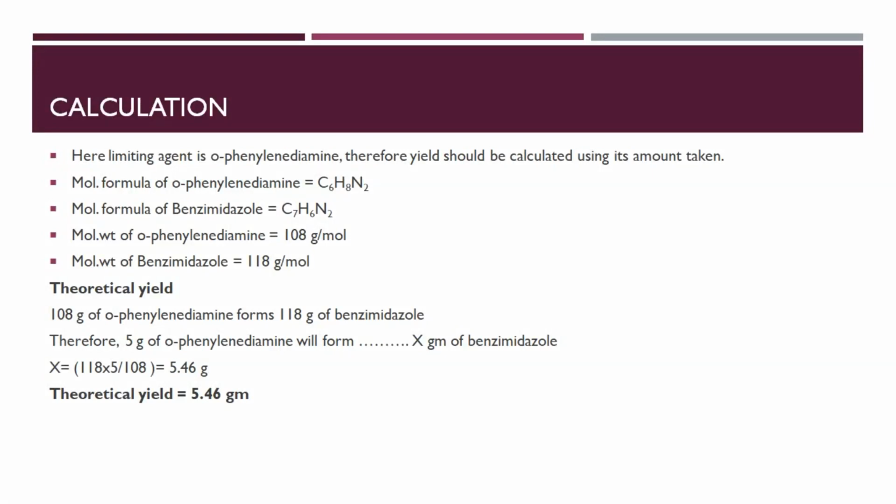So by cross multiplication we get X is equal to 118, that is molecular weight of benzimidazole, into 5 divided by molecular weight of orthophenylene diamine, that is 108. So it comes out to be 5.46 gram. Therefore theoretical yield is 5.46 gram.